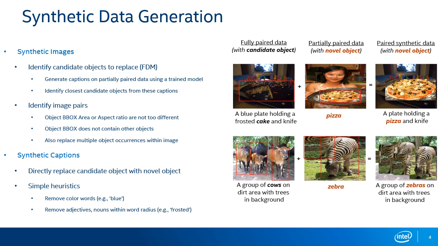For synthetic captions, we directly replace candidate object word with novel object word. We also use simple heuristics such as removing color words, adjectives, or nouns within a certain word radius of the objects. For example, blue and frosted are removed in the pizza example shown on the top right.